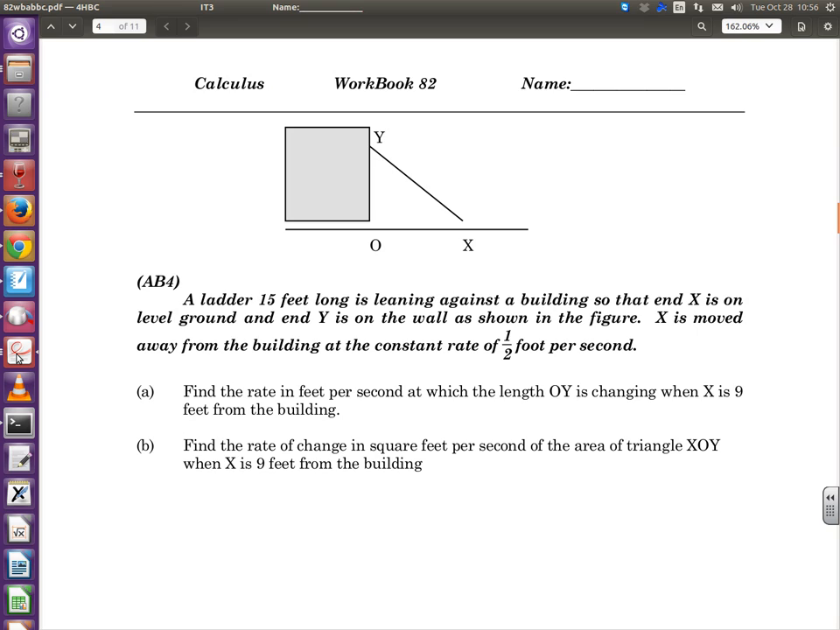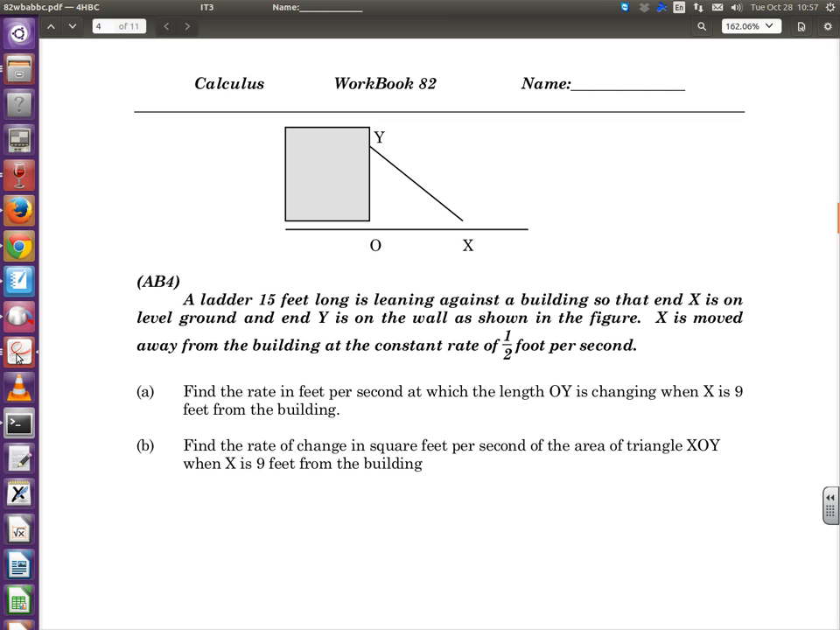We're talking about related rates problems. Here's 88 AB4, the free response question number 4 on the 88 AB exam, 1982 AB4. A ladder 15 feet long is leaning against the building so that the end X is on level ground. The end Y is on the wall, as shown in the figure. X is moved away from the building at a constant rate of 1/2 foot per second. Find the rate in feet per second at which the length OY is changing at the instant that X is 9 feet from the building.